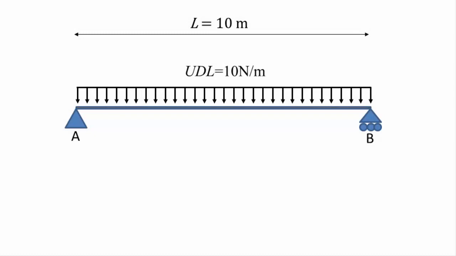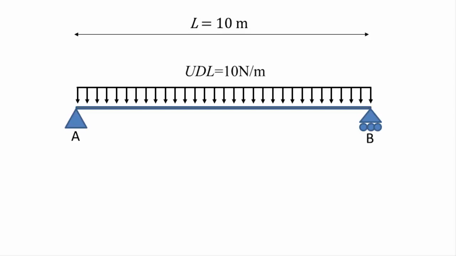Now let's have a look at a case where our beam has a uniformly distributed load on it. This UDL could be from an external load, or it could be from its own self-weight. In this example, we're going to use a value of 10 newtons per meter. That is, for every 1 meter of the beam, there is 10 newtons of force acting down and distributed evenly over that 1 meter. So the total load along the 10 meter beam is 100 newtons.